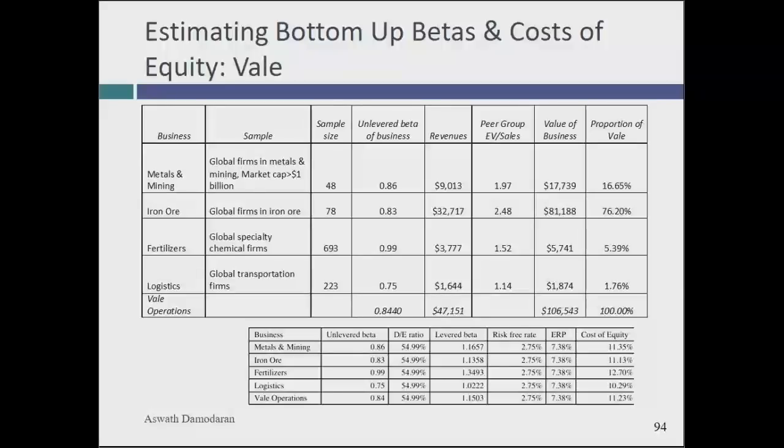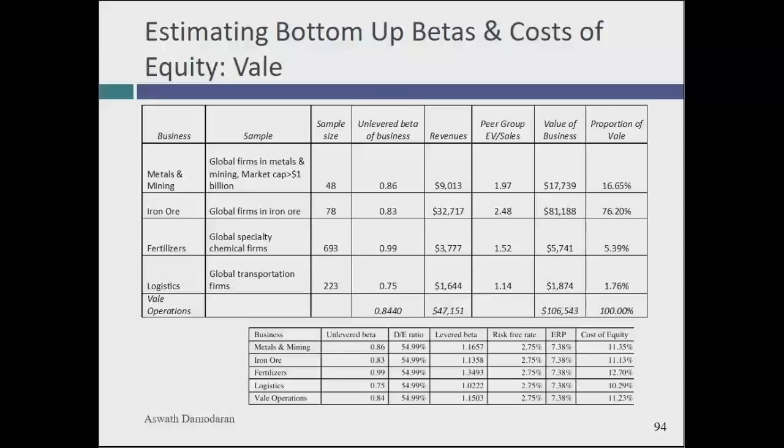The weights that I get, at least based on my judgment, is Vale is about 76% iron ore, 16.7% metals and mining, about 5.39% fertilizers, and about 1.8% logistics. Incidentally, Vale sold their logistics business about a year after I did this. So if you'd asked me to value just the logistics business, I'd have focused just on the beta of the logistics business.